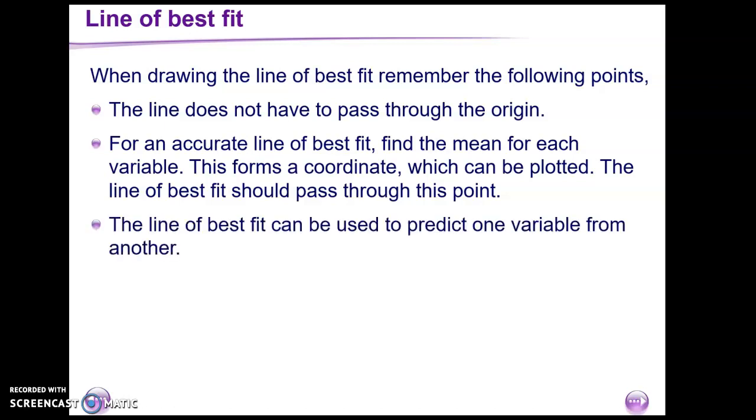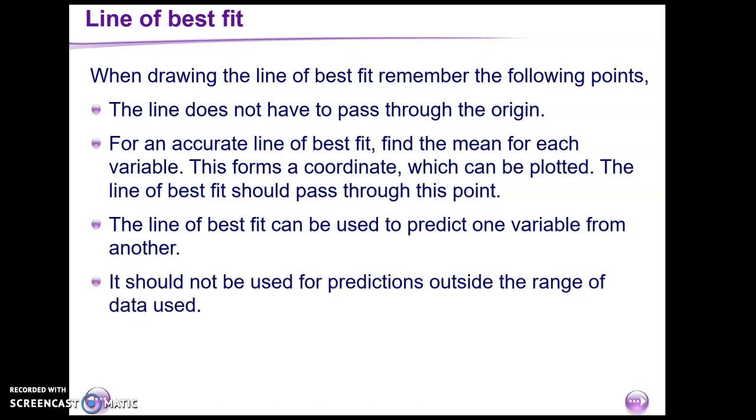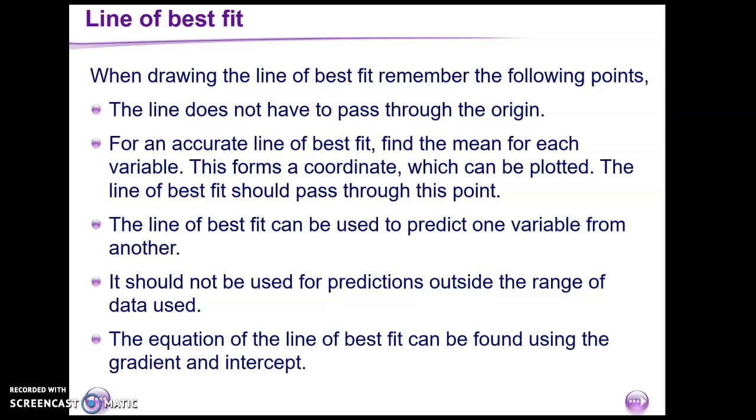The line of best fit can be used to predict one variable from another. It should not be used for predictions outside the range of the data used. So if you have some variables, do not predict beyond what you have actually got in front of you. And the equation of the line of best fit can be found using the gradient and the intercept. You do not need to find that for this course.